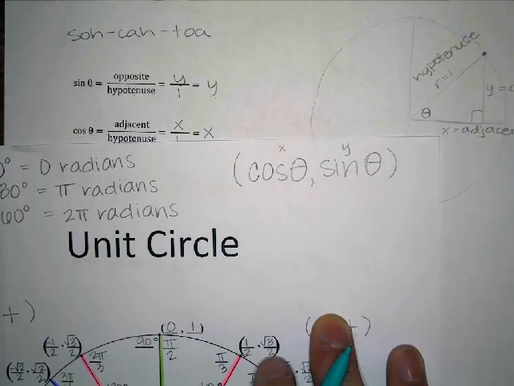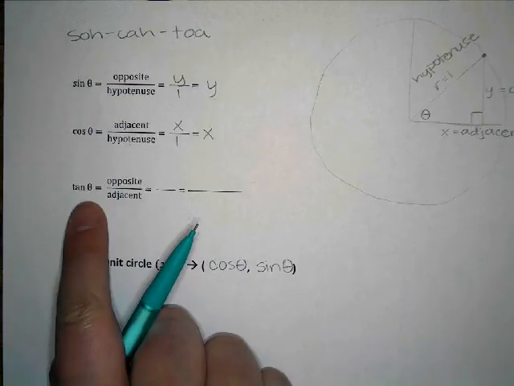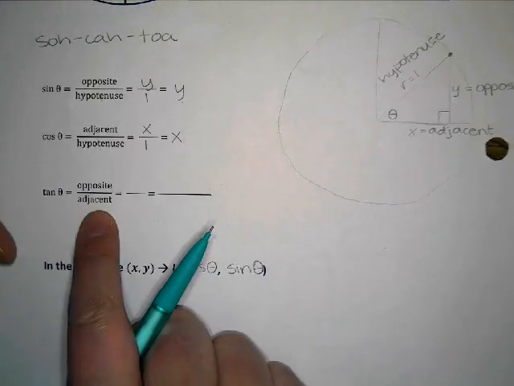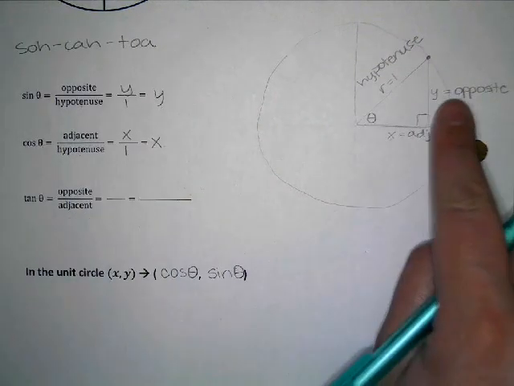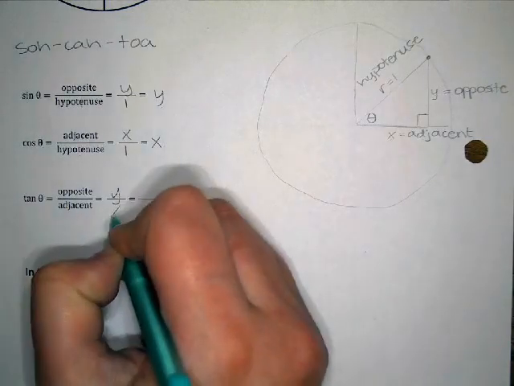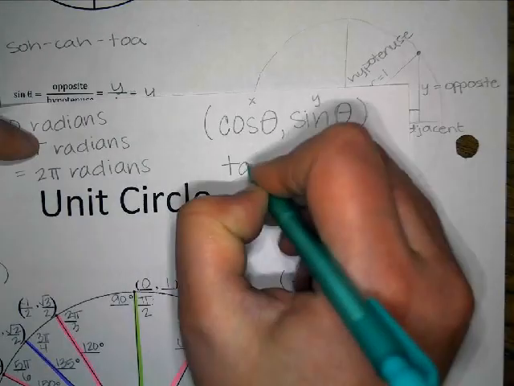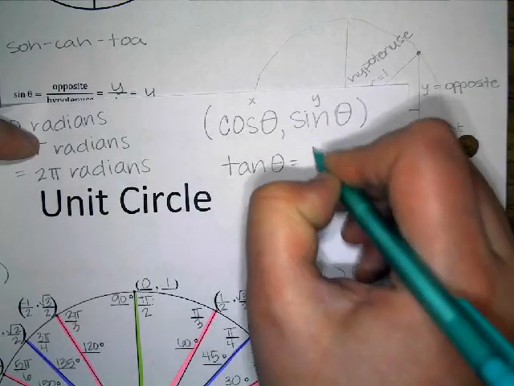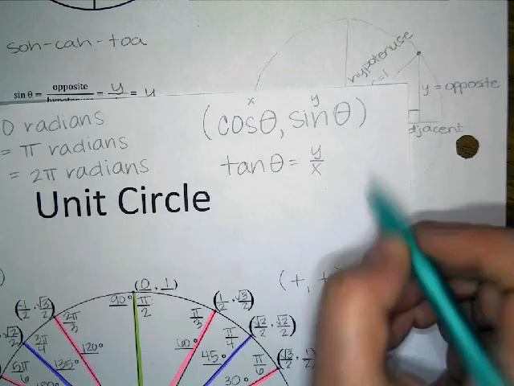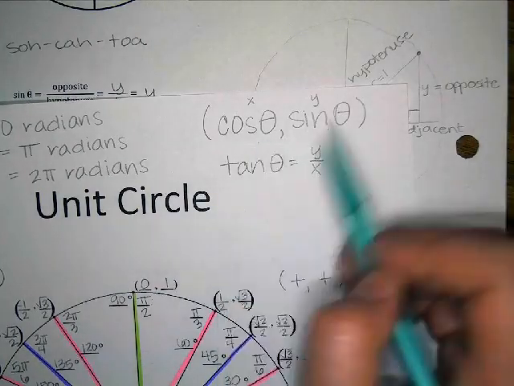Tan is opposite over adjacent. The opposite is the y-coordinate. The adjacent is the x-coordinate. So tan is y divided by x. I'm going to write that down. That's a big idea. Tan of the angle is y divided by x. And if y is sine and x is cos, that means that if tan is y divided by x, then tan is actually sine divided by cos. This is another big idea in trig. It's a big deal.